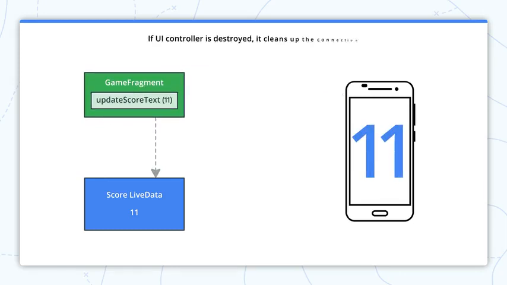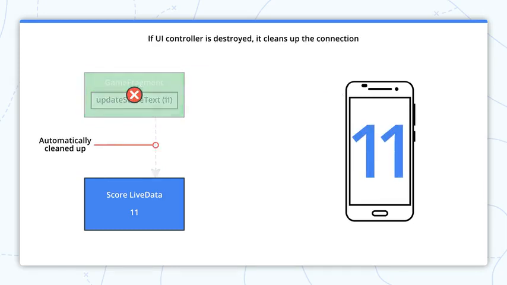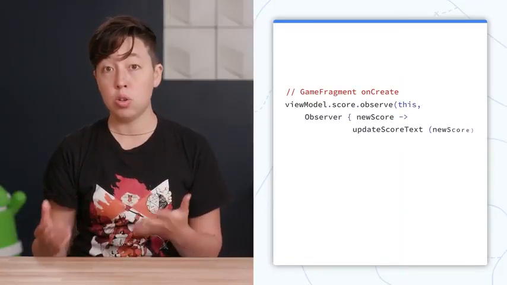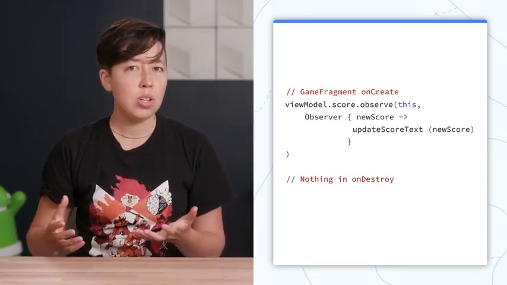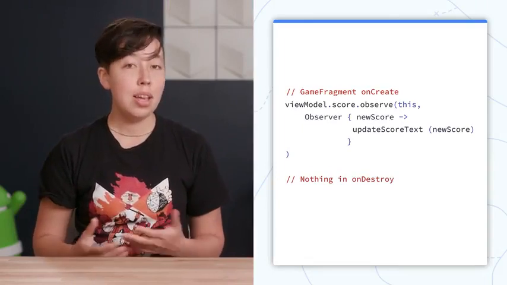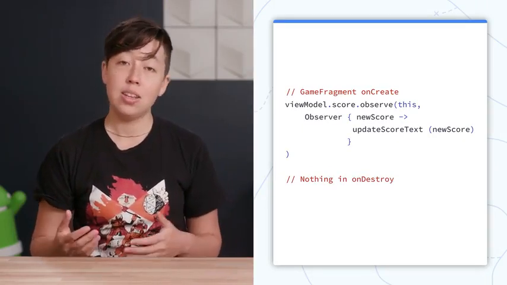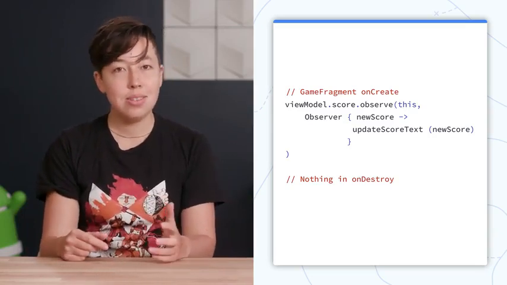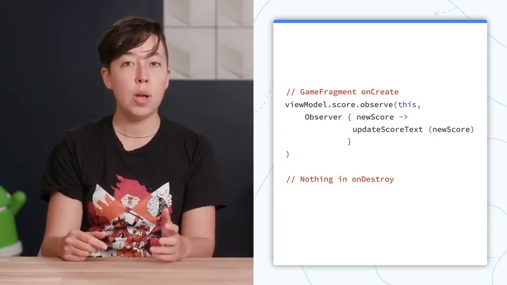And finally, if the UI controller gets destroyed, the live data will actually internally clean up its own connection to the observer. Remember back when you set up the observation connection in onCreateView? Well, you never actually cleaned up that connection in onDestroyView, and you don't need to. That's because live data is lifecycle aware and can therefore do its own cleanup for you. If you watched the previous lesson, this is similar to when we had the timer know when to start and stop itself.